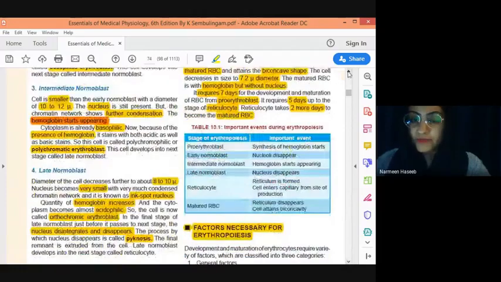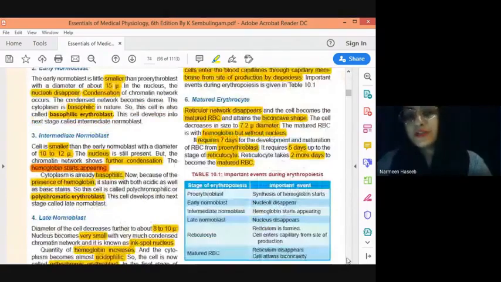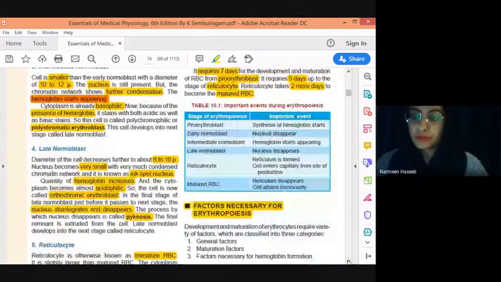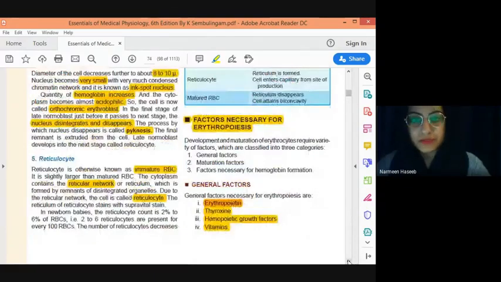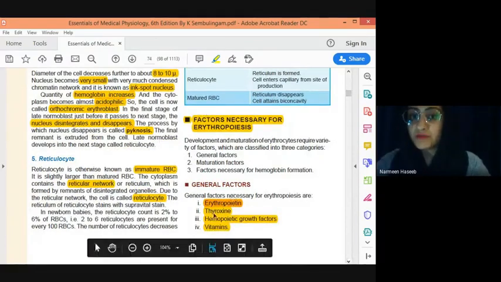Then we have a few factors which are necessary for erythropoiesis. These are the general factors, the maturation factors, and factors necessary for hemoglobin formation. The general factors important for erythropoiesis are erythropoietin, which is a hormone, thyroxine, which is also a hormone, hemopoietic growth factors, and vitamins. So you only need to learn their names, not the complete description which is given below it.